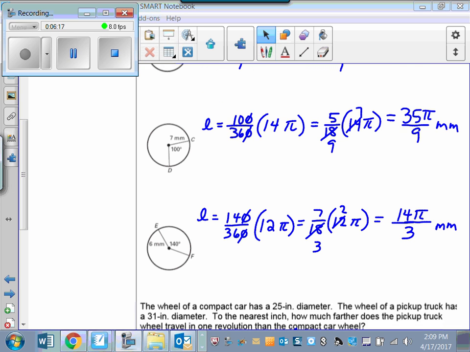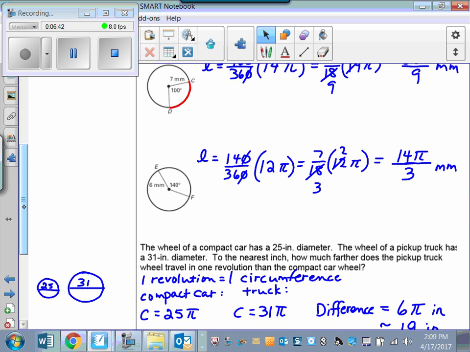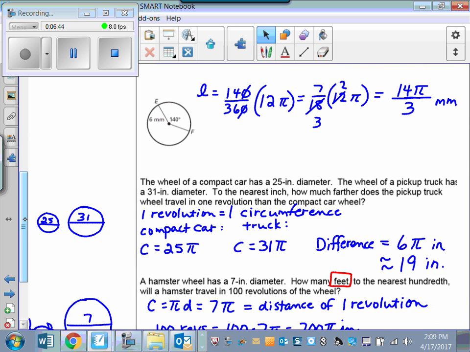Okay, and the second problem, same thing. We got to find the fraction that arc is, and that's 100 over 360, and then I just plug that right into the formula. 100 over 360 is 5/18, so this arc right here is 5/18 of the circle, and then I multiply that by the total circumference, which is 14 pi, and I get my answer there. Same thing for the circle below, exact same steps.